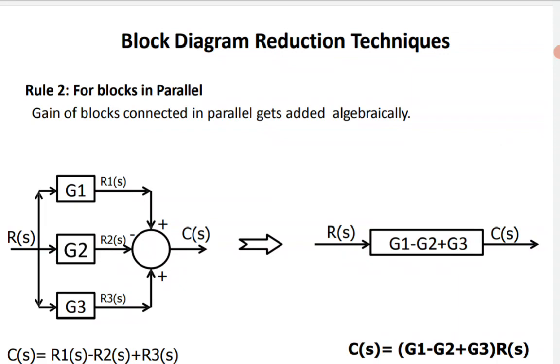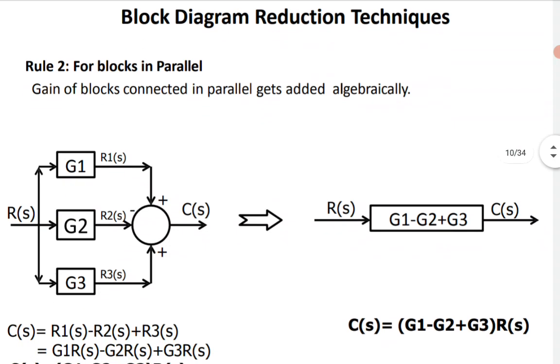when many blocks are in parallel, how can you eliminate the parallel paths with the respective gains? Whether the gains are positive or negative is not a botheration. R of S is the respective input signal, G1, G2, G3 are the respective parallel gains, which generate the signals R1 of S, R2 of S, R3 of S. R1 of S is positive, R2 of S is negative, R3 of S is positive. What is C of S?